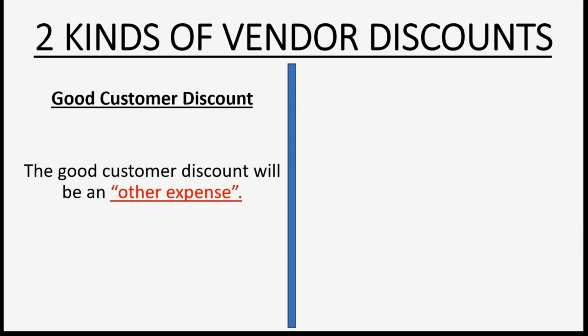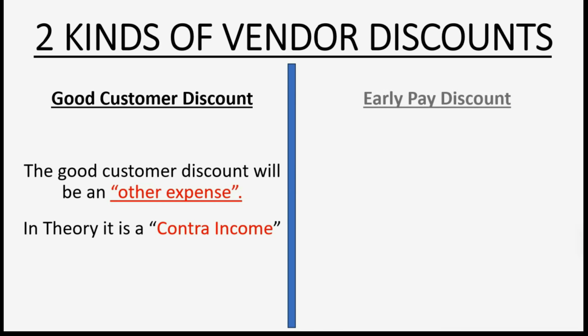so that you can decide for yourself how you would like to classify your discount type of accounts. But in accounting theory, any kind of vendor discount is a contra income type of account, which means it belongs in the income section. But we won't do that for the good customer type of discount. We will do that for the other type of discount, early pay discount.